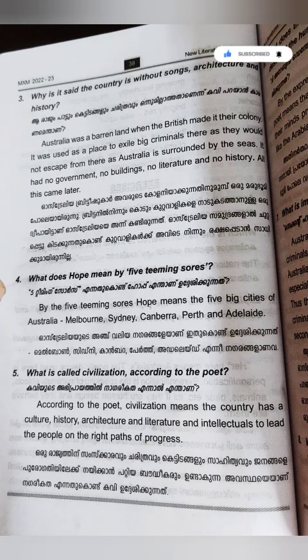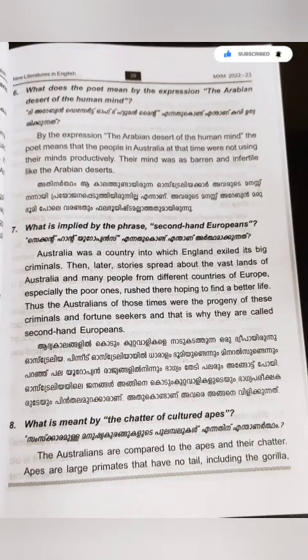4. What does Hope mean by 5 teeming souls? By the 5 teeming souls, Hope means the 5 big cities of Australia: Melbourne, Sydney, Canberra, Perth and Adelaide. 5. What is called civilization according to the poet? According to the poet, civilization means the country has a culture, history, architecture and literature and intellectuals to lead the people on the right paths of progress.